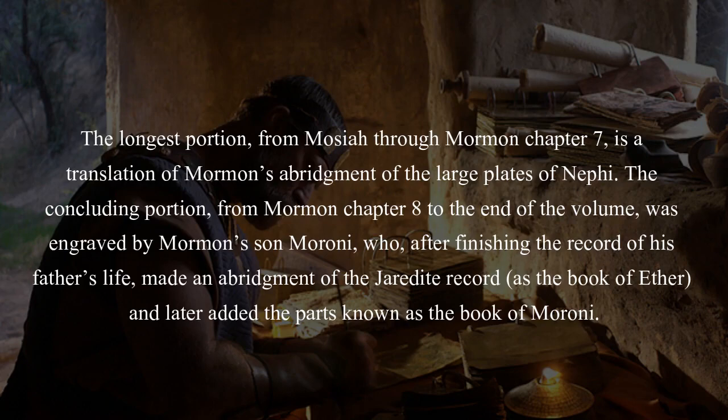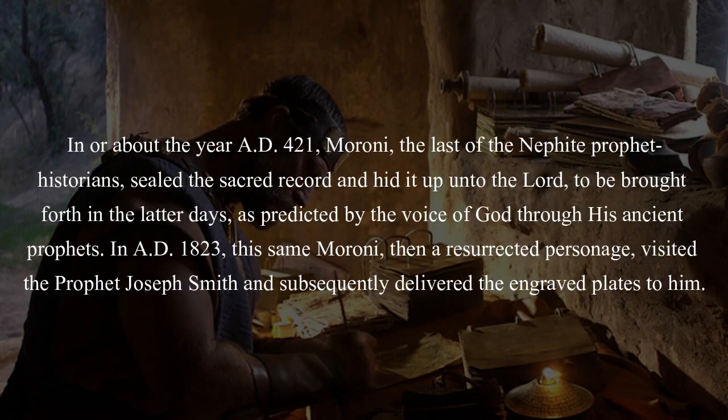The concluding portion, from Mormon chapter 8 to the end of the volume, was engraved by Mormon's son Moroni, who, after finishing the record of his father's life, made an abridgment of the Jaredite record, as the Book of Ether, and later added the parts known as the Book of Moroni. In or about the year AD 421, Moroni, the last of the Nephite prophet historians, sealed the sacred record and hid it up unto the Lord, to be brought forth in the latter days, as predicted by the voice of God through his ancient prophets.